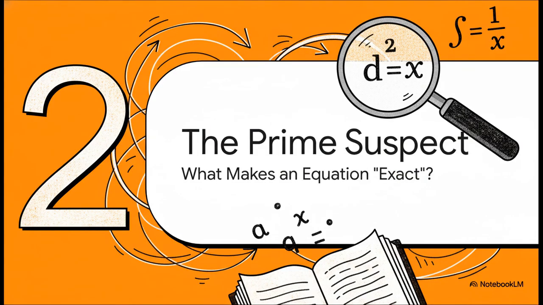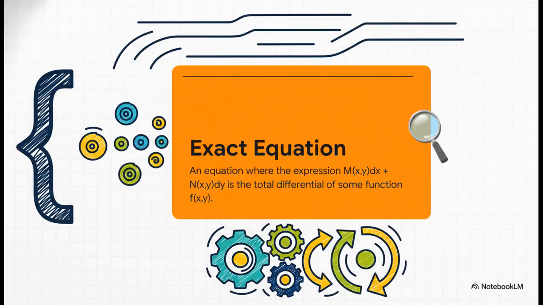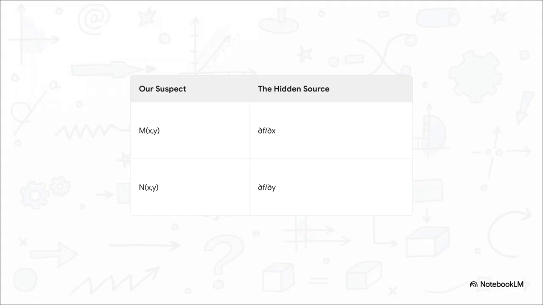So this leads us right to our prime suspect. What does it even mean for an equation to be exact? Let's get a formal definition down so we know what we're looking for. So, exact isn't just a random word here. It means that the M dx plus N dy part isn't just a jumble of terms. No, it's the complete and perfect derivative of some other function. Think of it like a perfect set of breadcrumbs that leads you right back to the source. And this is the connection that just makes everything click.